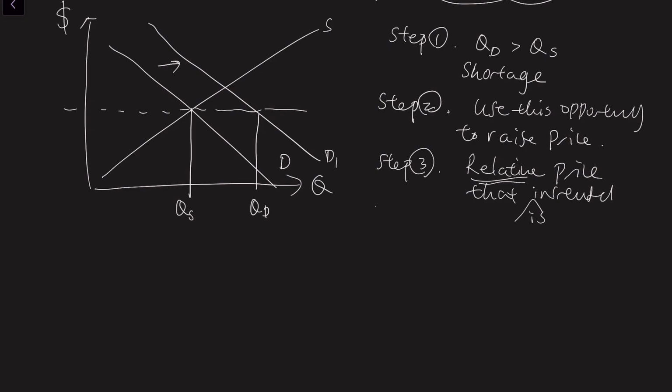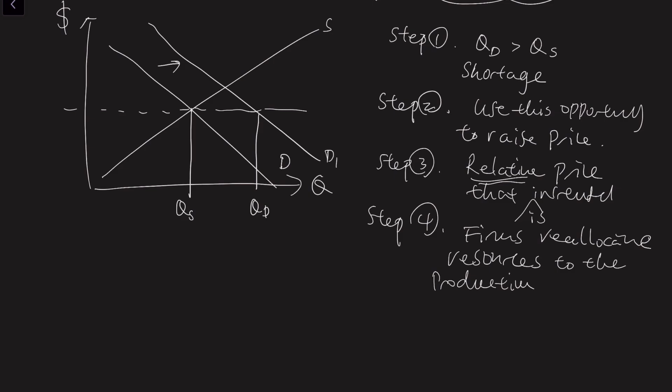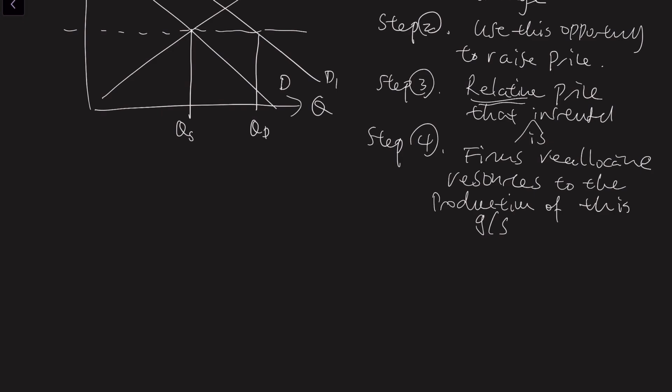So because relative price has increased, firms reallocate resources to the production of these goods or services. This step is also important because relative price affects firms' decisions as well. And then also simultaneously, the demand from consumers would decrease. We call this a contraction in demand, due to two effects. The first one is the income effect. The second one is the substitution effect.